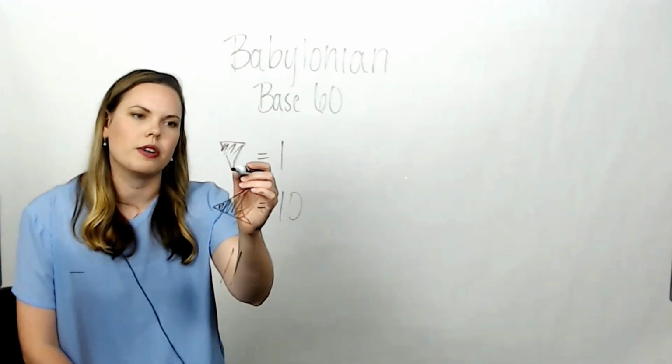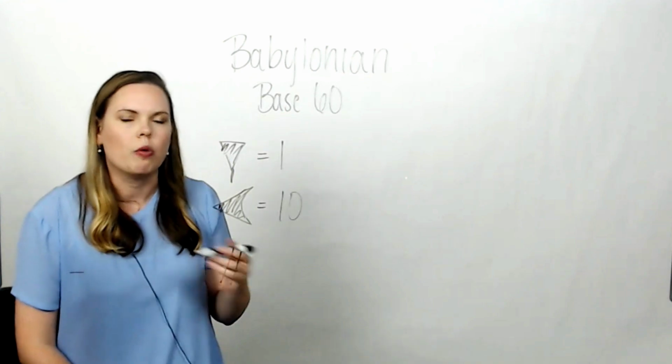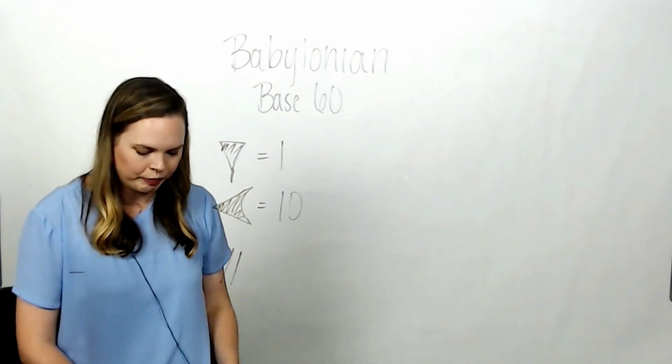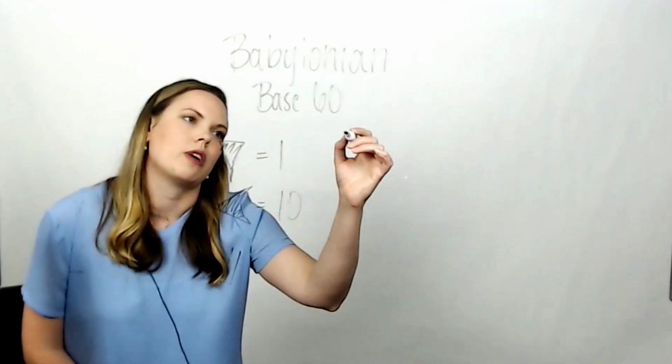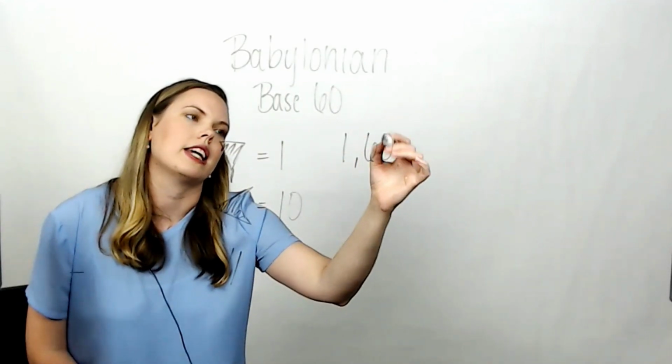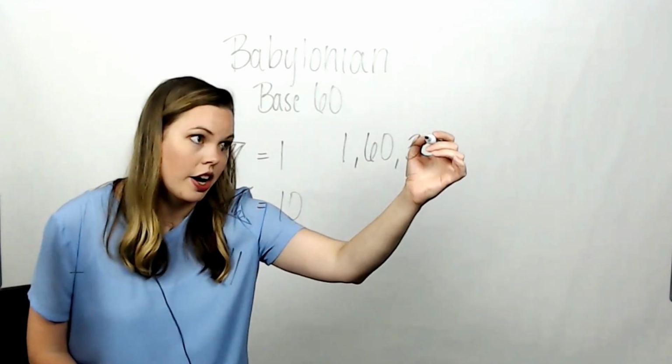A lot of times also you'll see little tails on the ones, the same thing still representing a 1 with or without the tail. Okay, it is base 60, the powers of 60. Of course, we have our 1s place, we have our 60, and then 60 times 60 is 3,600.